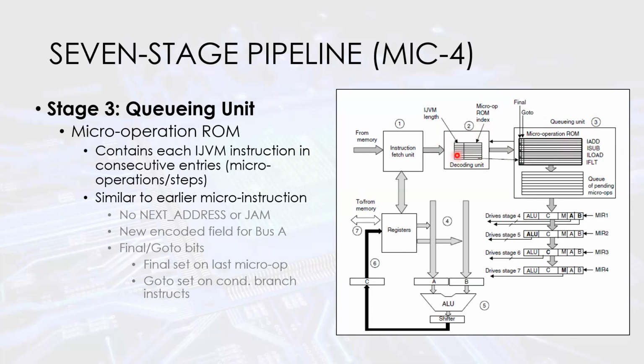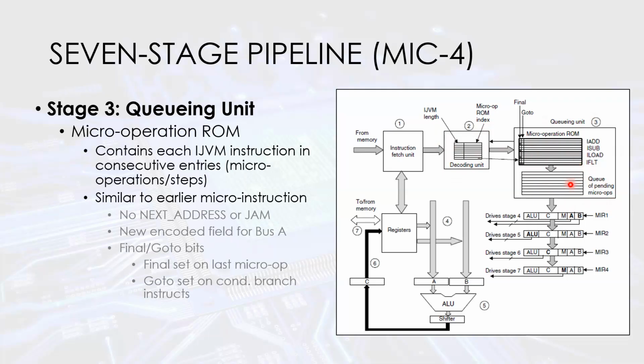Okay, so this stage, all it does is it basically says, all right, well, you told me you wanted add, and there are 3 micro instructions in add. So it goes ahead and copies them into a queue, and that's what this is. So queue, what is queue? In terms of in and out? FIFO, right? First in, first out.